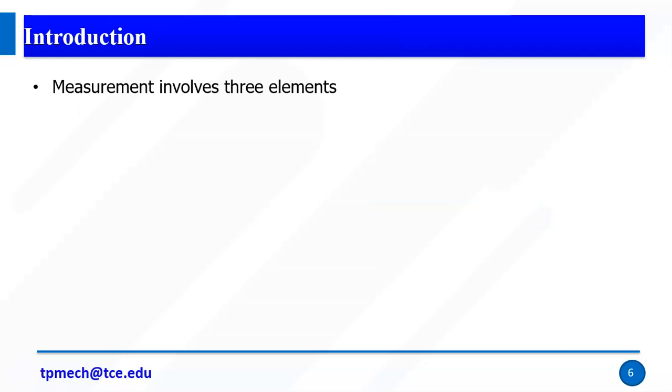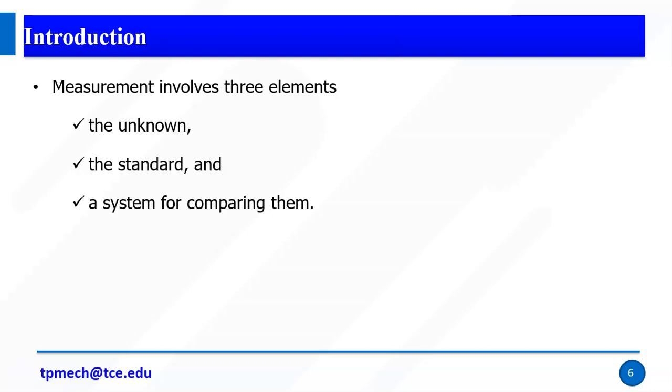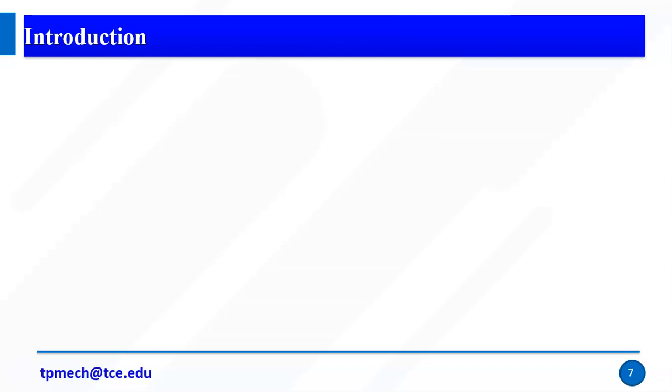We know measurement involves three elements. So the measurement involves three ingredients: one is the unknown value, another one is the standard, and another one is a system for comparing them. For example, if you want to measure any quantity or any variable, that value comes as unknown, and we need a standard to compare. If we have both, then we will compare the unknown with the standard and get the final value. This is what a measurement is. So it requires three ingredients: unknown, standard, and a system for comparing them.